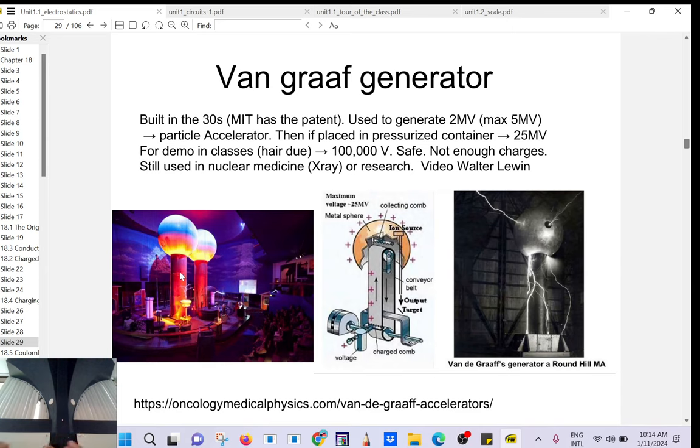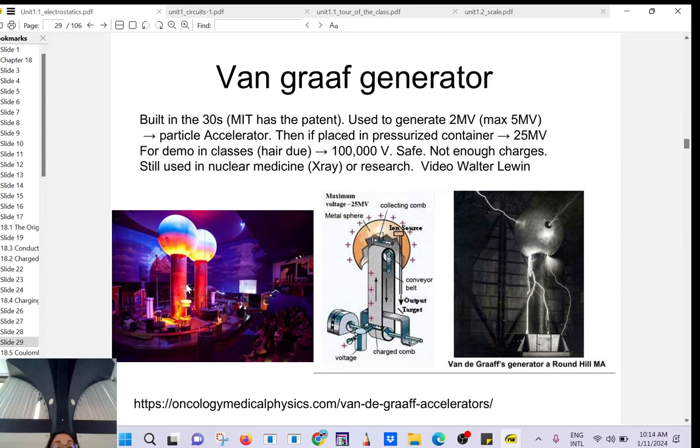So it was used to accelerate ions, like accelerate protons and smash them together. If you have a voltage, you can accelerate electrons or you can accelerate protons. And they did all kinds of experiments. Now it's not enough anymore, so it's been phased out, I mean retired. And they have different ways to do it today.